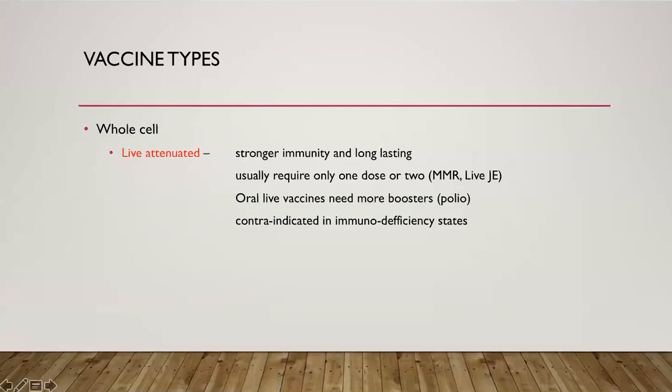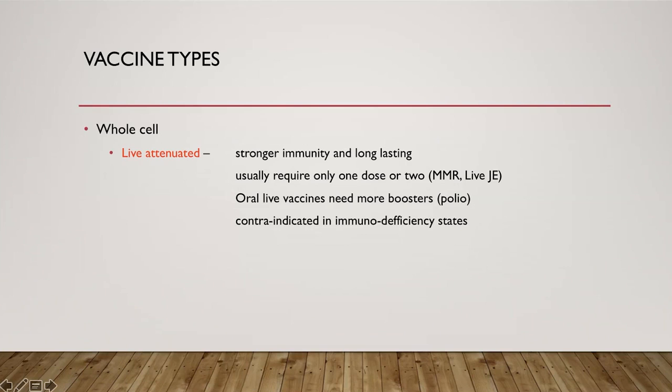So first, whole cell, where the whole pathogen is used, and the first type is live attenuated. Live attenuated means the pathogen is alive, it can replicate inside the body, but it has been attenuated so that it will not produce any disease. So it will stimulate immunity, but will not produce the disease. The advantage is they give strong, long-lasting immunity. Therefore, they usually require only one dose or a maximum of 2 doses. The common examples are MMR and live Japanese encephalitis.